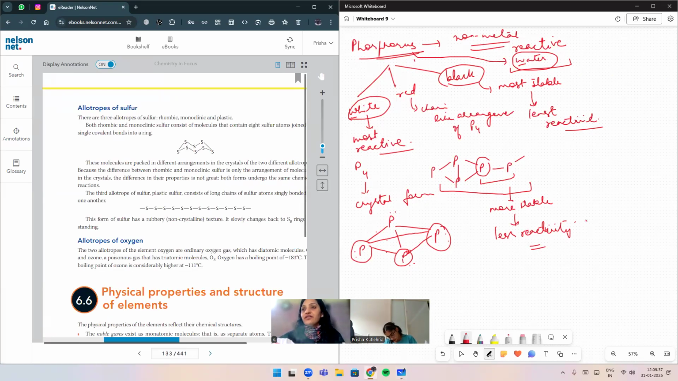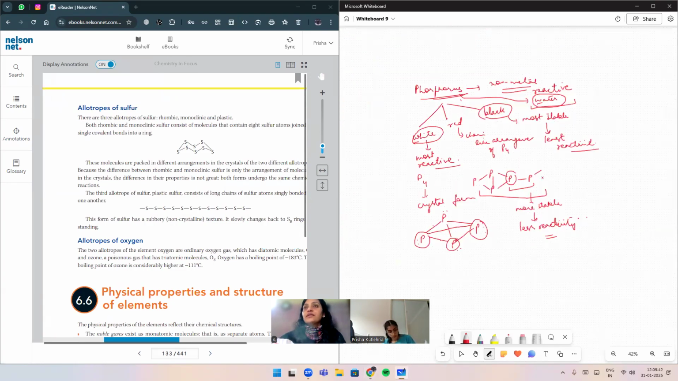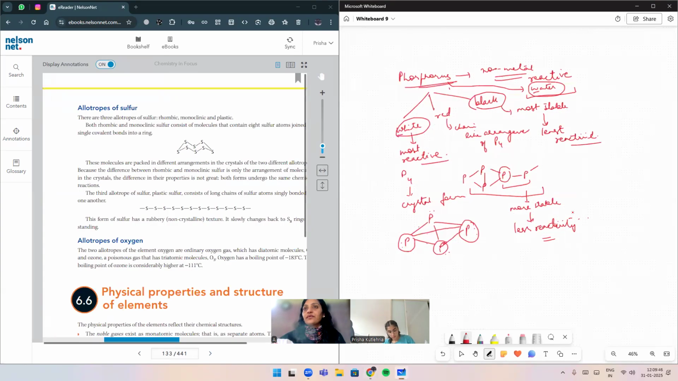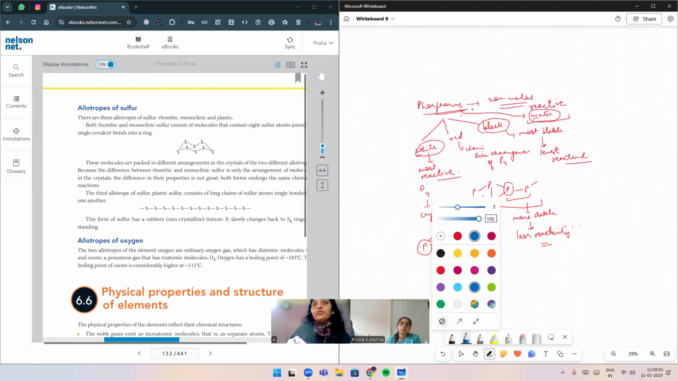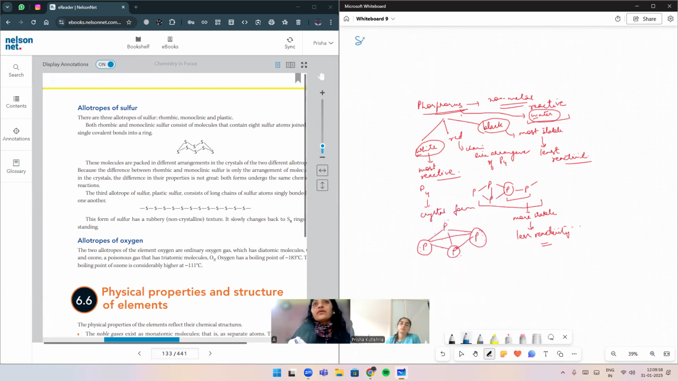So the next element which is going to show allotropism is your sulfur. Okay. I'll write over here the next. I'm going to pick blue. Right. The next element is your sulfur, which is showing us allotropism, and it again has three types of allotropes. One is your rhombic, then it has monoclinic, and the third one is plastic.